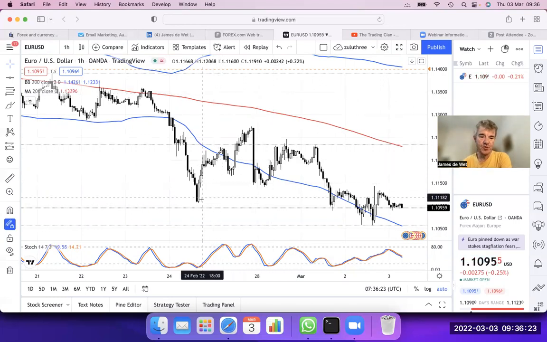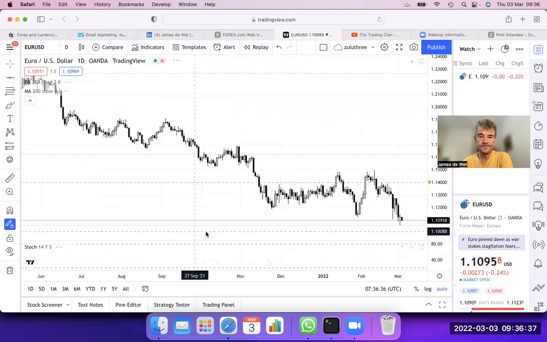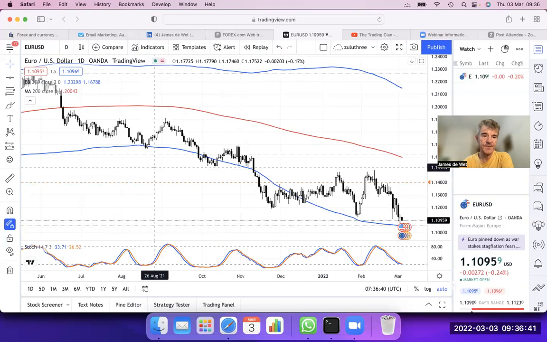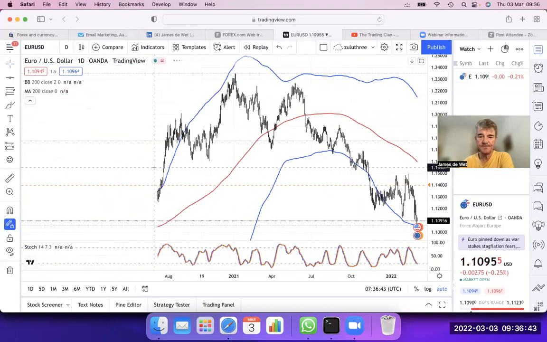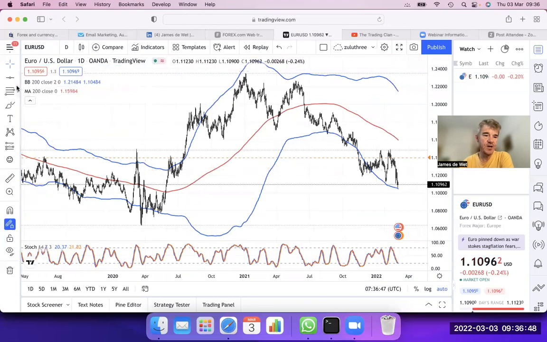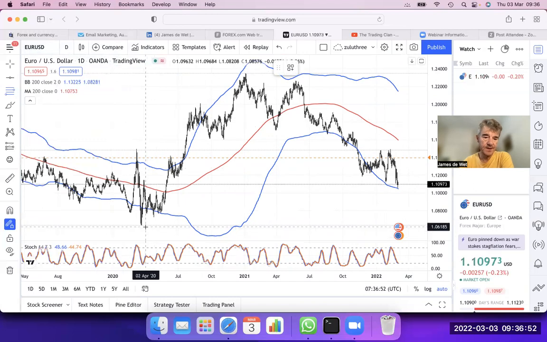I'm going to have to rebuild all my indicators on this chart, or the levels rather. So let's quickly do that. Let's go to the day chart. And this is a euro US dollar day chart. And I want to put this main Fibonacci on. You'll have seen this in the videos that I've done.